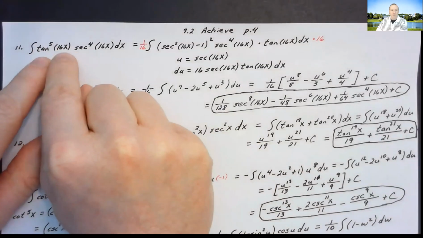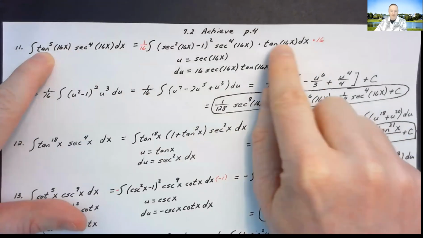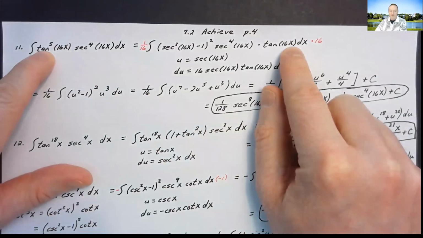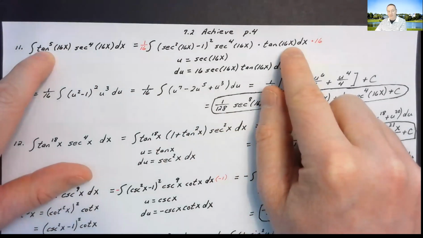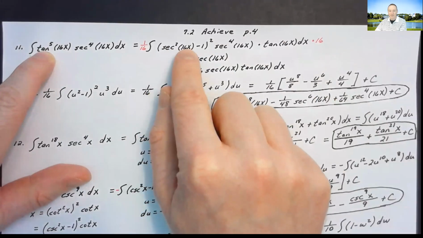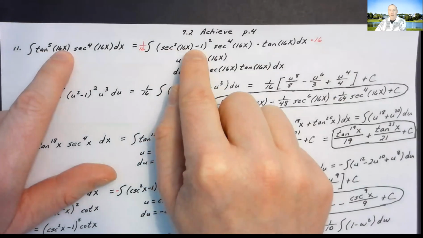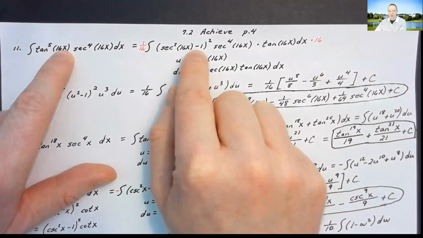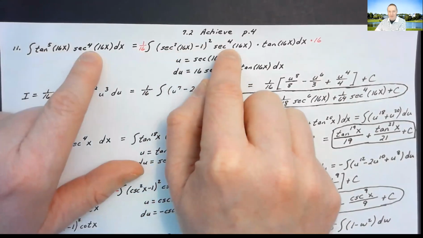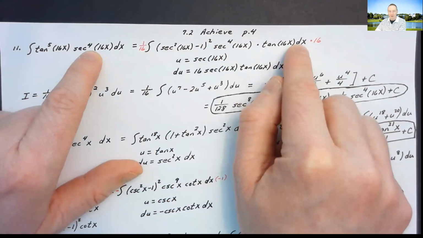I said, well, tangent to the fifth is tangent to the fourth times tangent to the first. I'm going to put the tangent to the first of that angle at the very end. The other, tangent squared quantity squared, I know tangent squared is equal to secant squared theta minus 1, in this case secant squared of the angle 16x minus 1. So tangent to the fourth is that group squared, times the secant that I already had in there of 16x. I integrated all with respect to x.